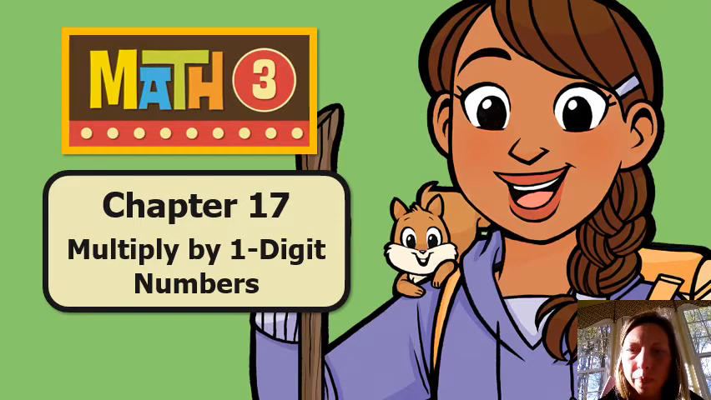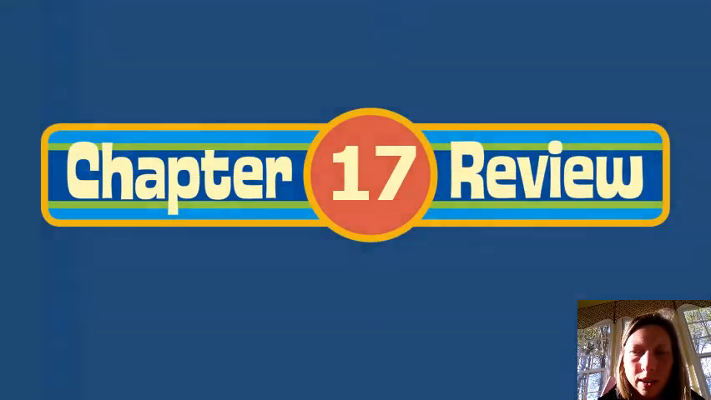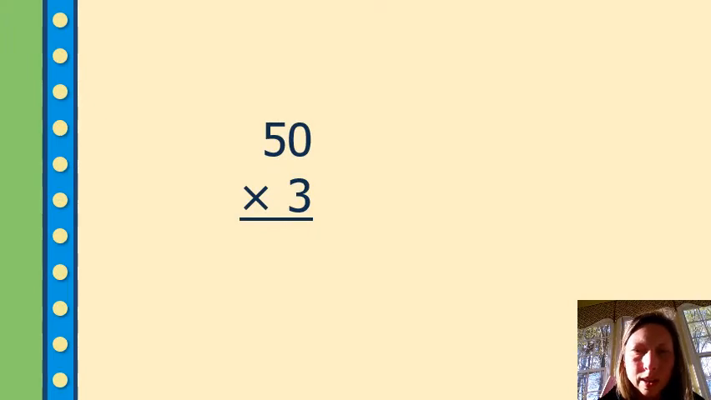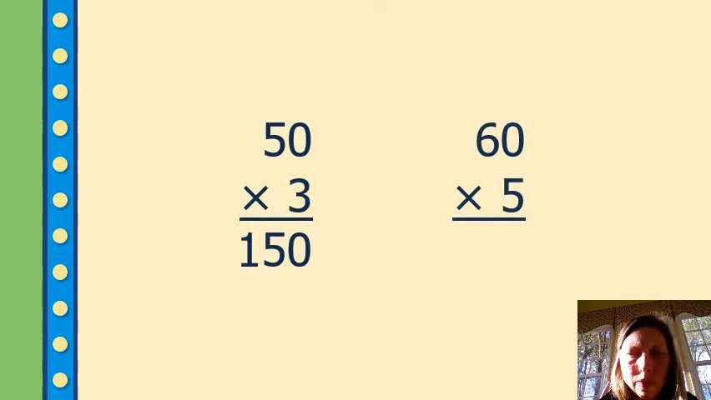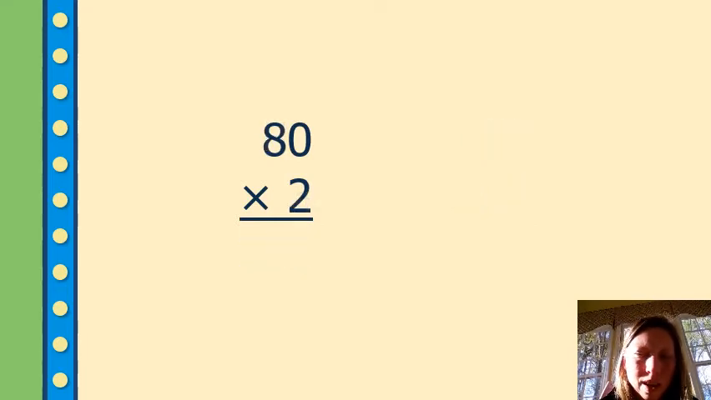All right, so let's get 50 times 3. Bring down that 0, and 5 times 3 is 15. You get 150. 60 times 5. Bring down the 0. 0 times 5 is 0, and 6 times 5 is 30, so you get 300. All right. Bring down the 0. 0 times 2 is 0. 8 times 2 is 16, so you get 160.